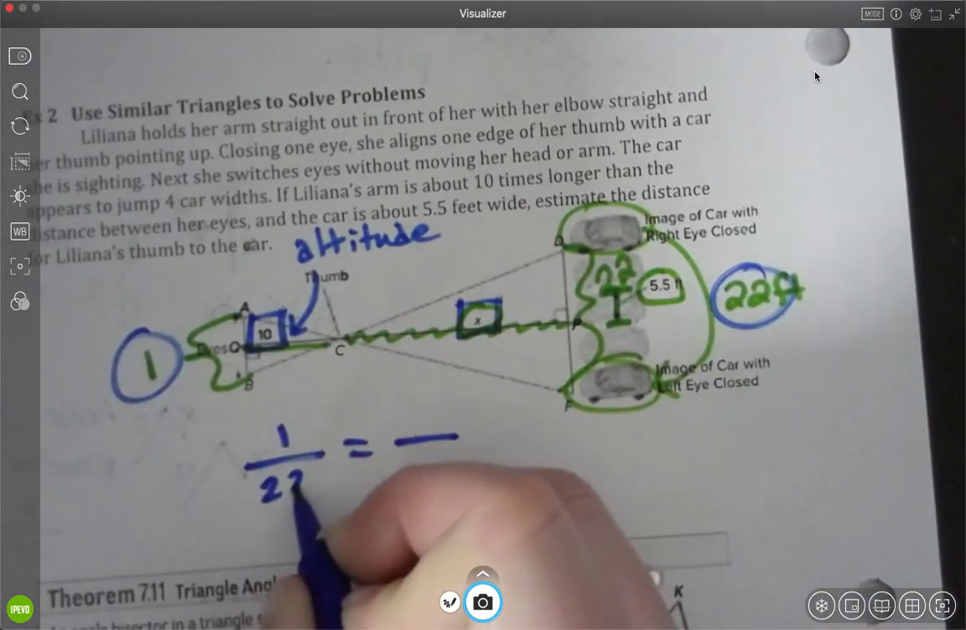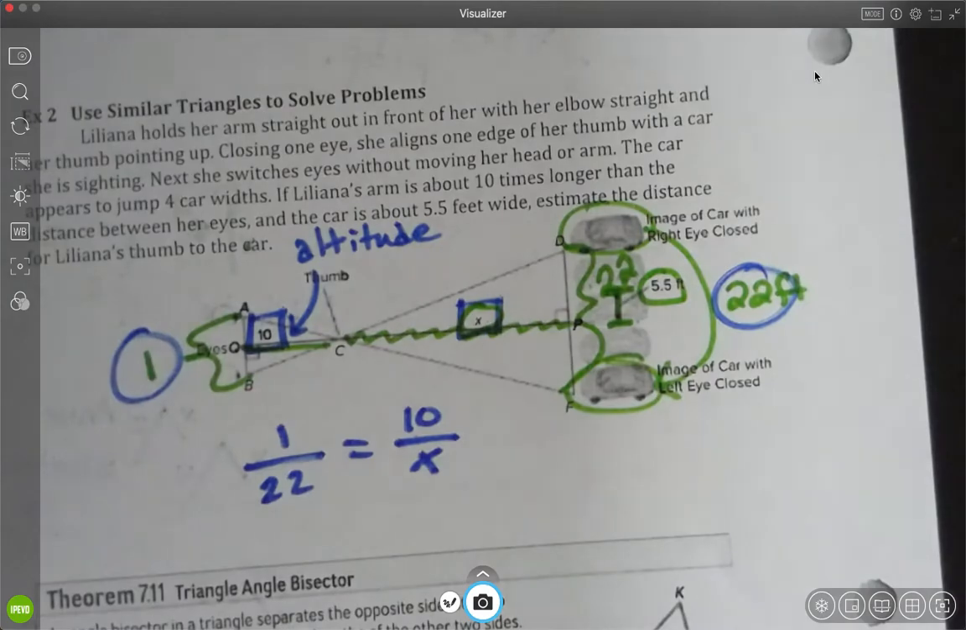Then we just have to set up a proportion. 1 over 22 equals 10 over X. Now she went which direction? Left or right? Left to right. She went left to right both times. Left to right, left to right. Yep. Okay?